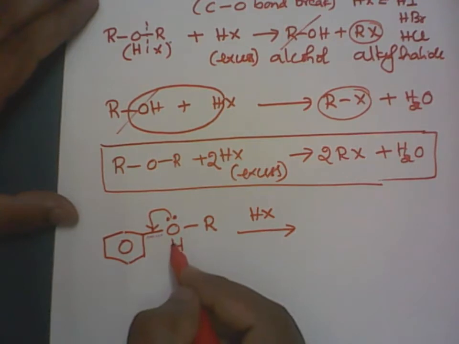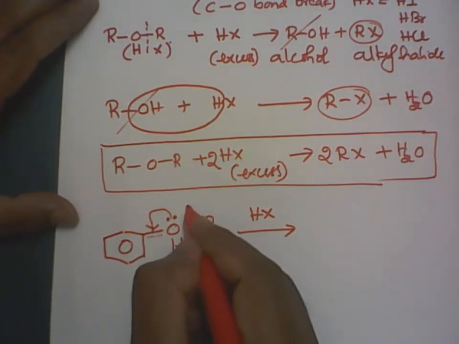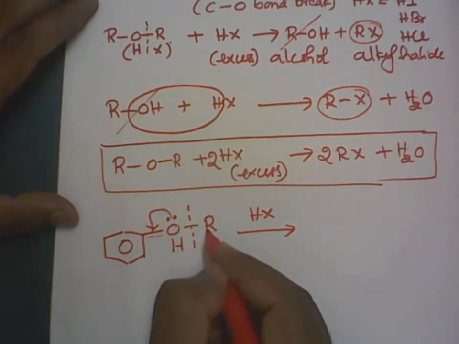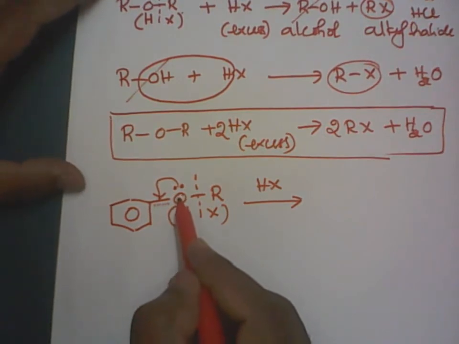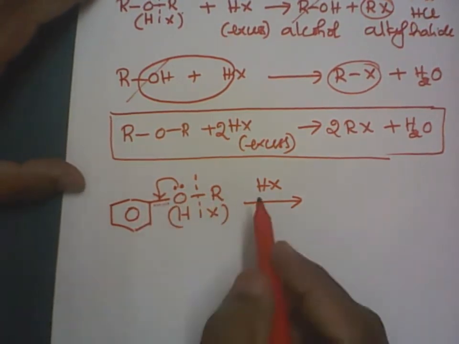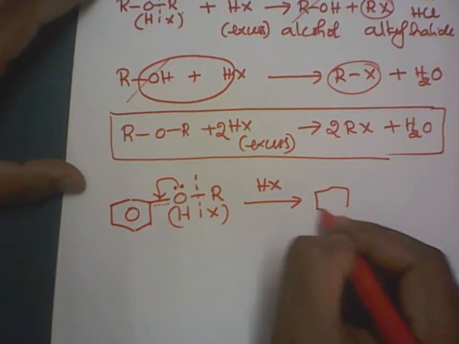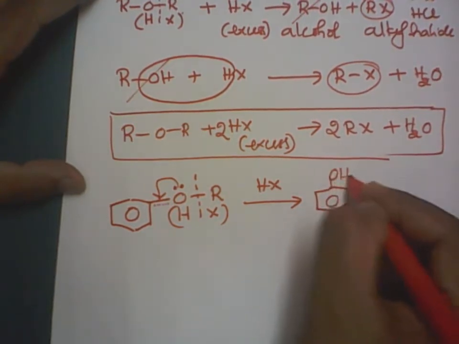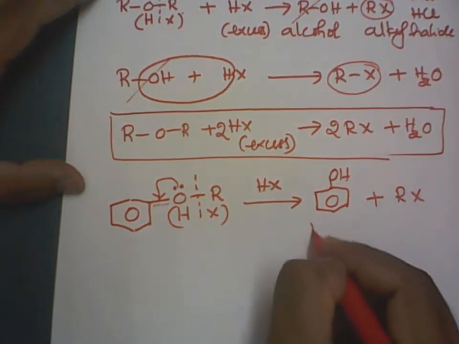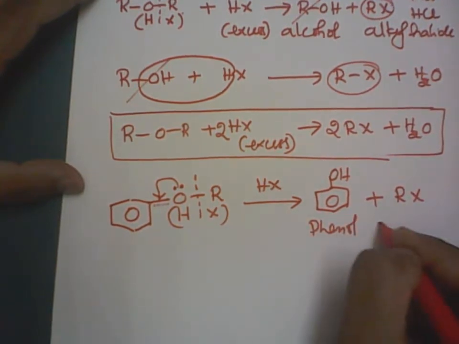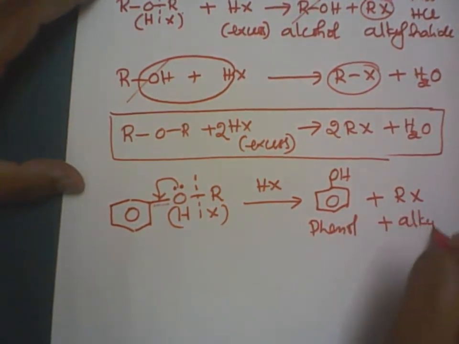Whenever there is resonance, we get double bond character, and breaking a double bond is not easy. Therefore, you always break the bond between the alkyl group and the oxygen. So therefore, halogen should come here. Remember, whenever oxygen is directly attached to benzene, we always get a phenol molecule. Phenol must be there due to resonance, and the other product is alkyl halide. This is a phenol, and this is the alkyl halide.